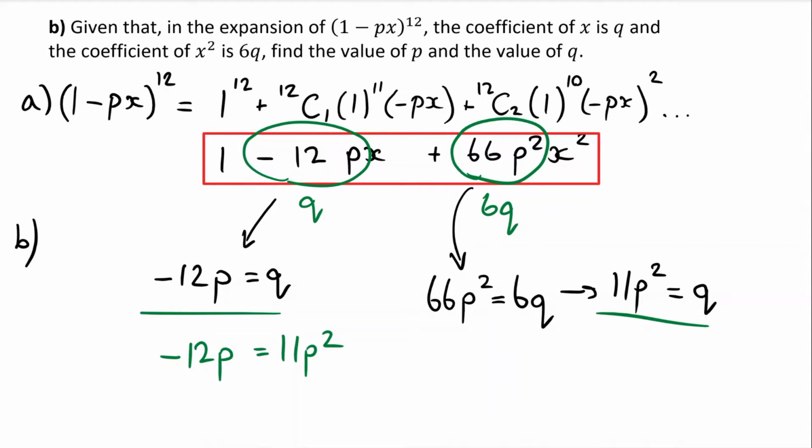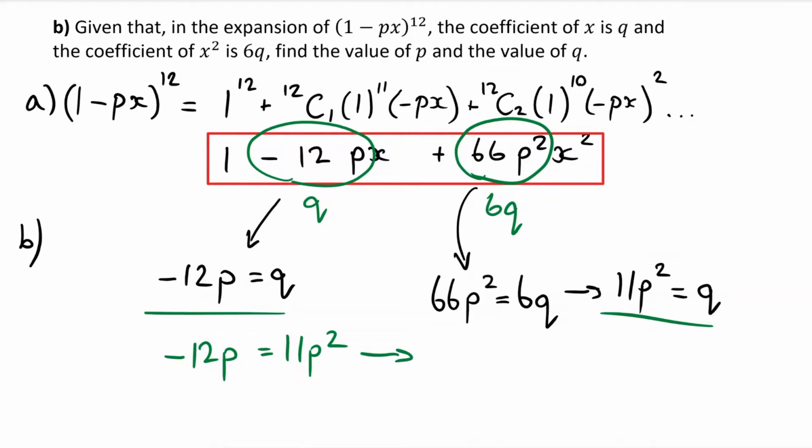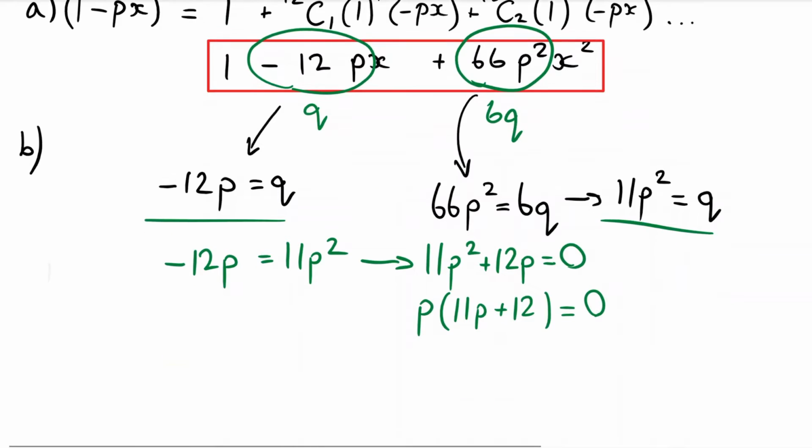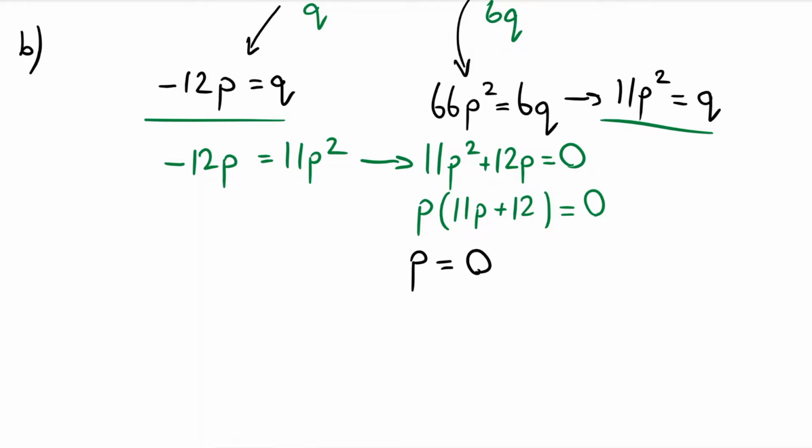Now all we have to do is rearrange this to find the solution for p. Next step, I'm going to add 12p to the other side. So now we have 11p squared plus 12p equal to 0. A common mistake people make is to divide both sides by p. We won't do that. Instead we factorize it almost like a quadratic, and this factorizes to p multiplied by (11p plus 12) equal to 0. So that means we have two solutions for p. p is first equal to 0 because of the p outside the brackets, and then from the 11p plus 12 in the brackets, p is also equal to minus 12 over 11.